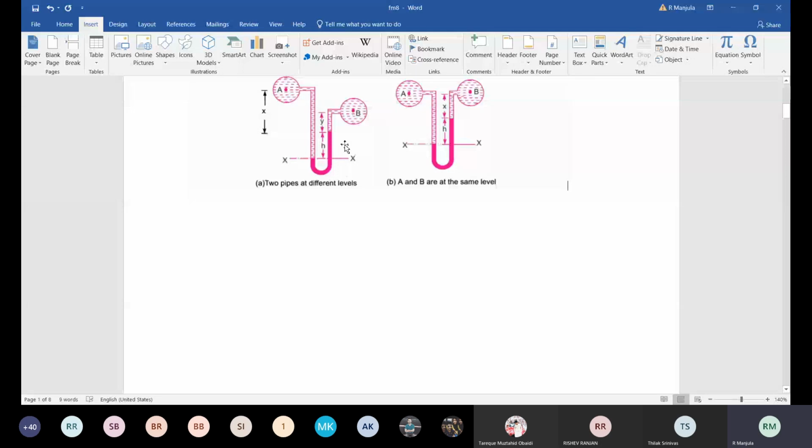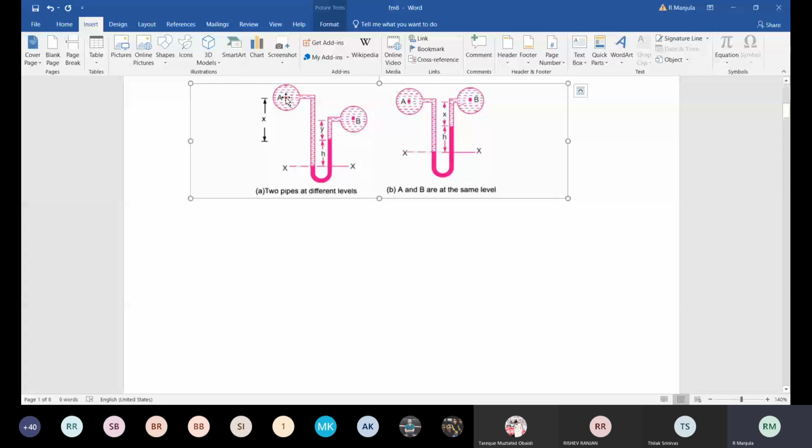Similarly, what is the pressure here? PA, because it is not atmospheric pressure. There is some pressure at the point A. So plus PA.